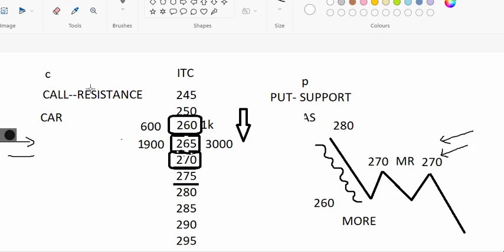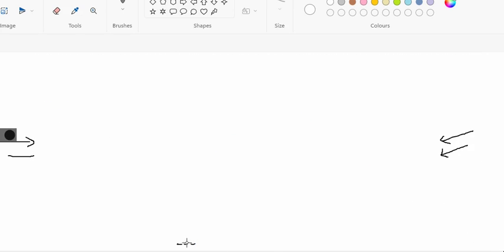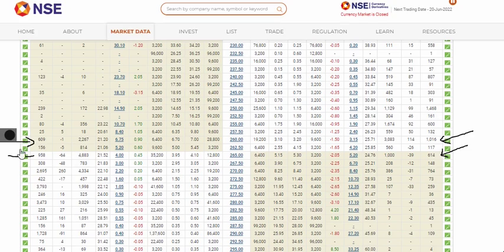Until and unless there is a sudden change in call writing or put writing, you will not see a move, up move or down move, doesn't matter. So call and put. How will we know this number? What is this number? We're going to go to the website and talk about this.